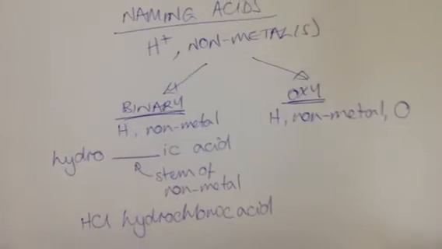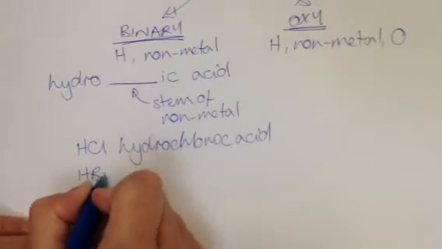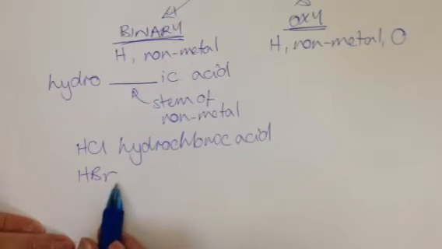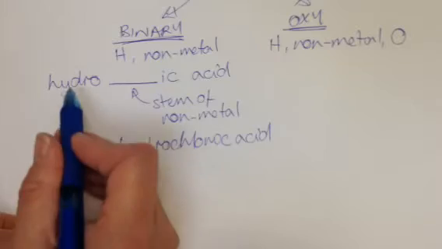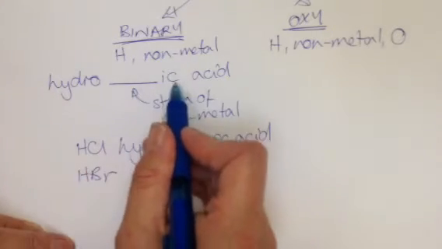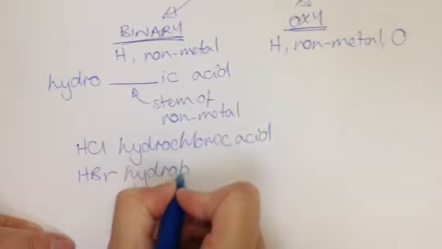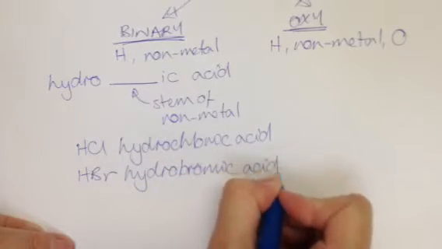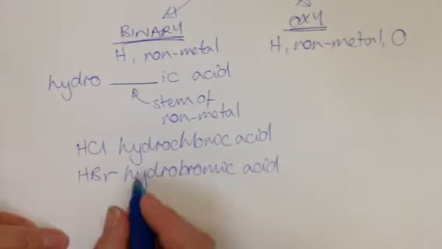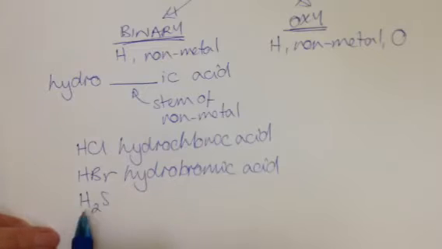Okay, let's take a look at some more. HBr, the nonmetal is bromine, and so the stem of bromine is brom, so hydrobromic acid. Now, sometimes there can be more than one hydrogen. For example, H2S is still a binary acid because it still just contains two things.